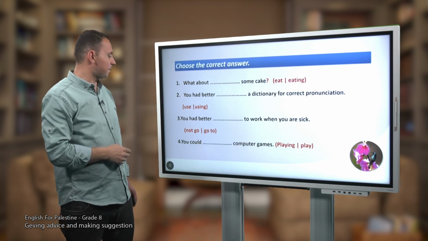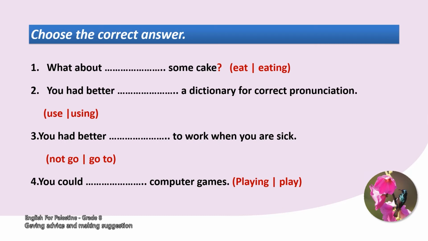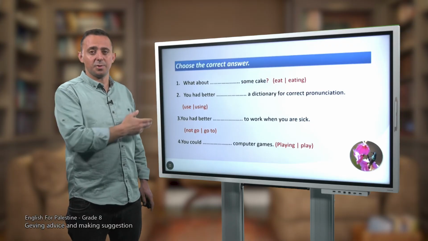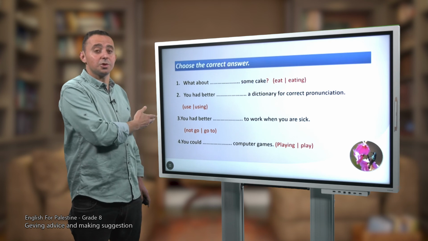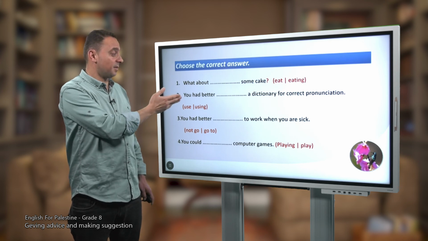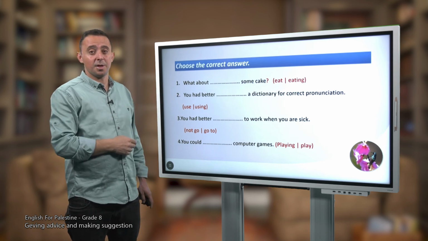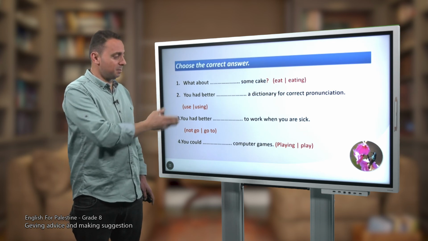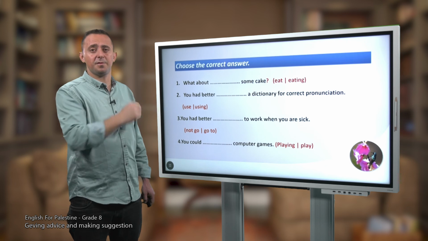And the next example, you could blank computer games. Do we say playing or play? Very good, play. Why? Because we have could, and could should be followed with the infinitive form of the verb. To become, you could play computer games. Play is the infinitive form of the verb.